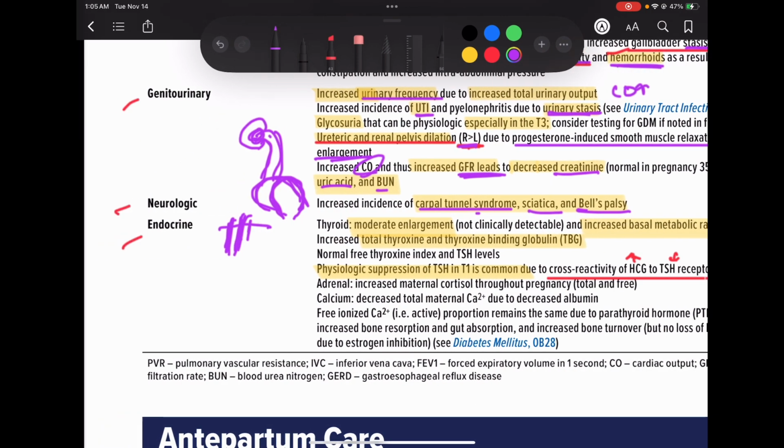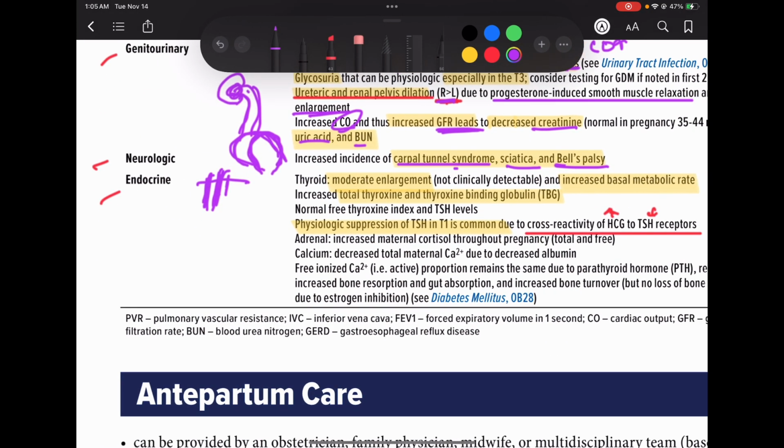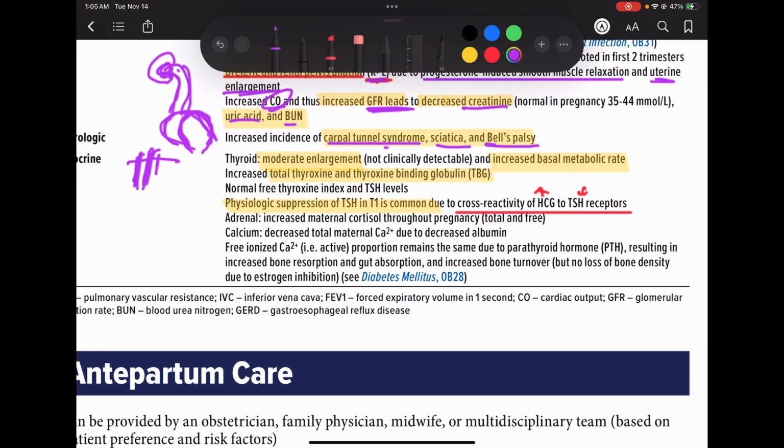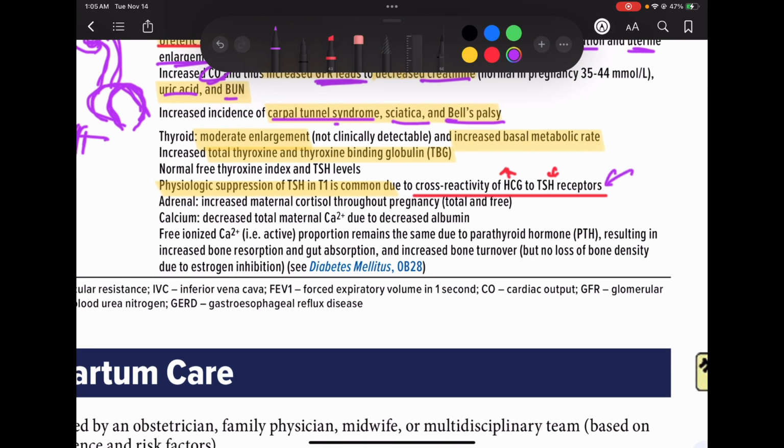Okay. Moving forward, we have some endocrine changes too. Thyroid: moderate enlargement, not clinically detectable, and increased basal metabolic rate. There is an increase in total thyroxine and thyroxine binding globulin too, but normal free thyroxine index and TSH levels. Okay, so what happens is, this sentence is the summary.